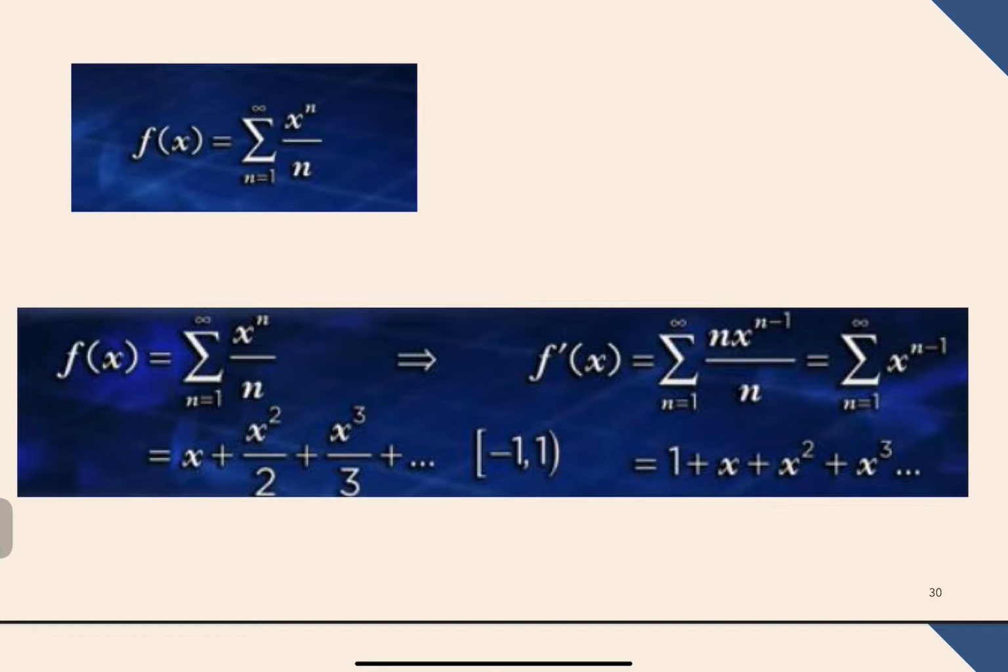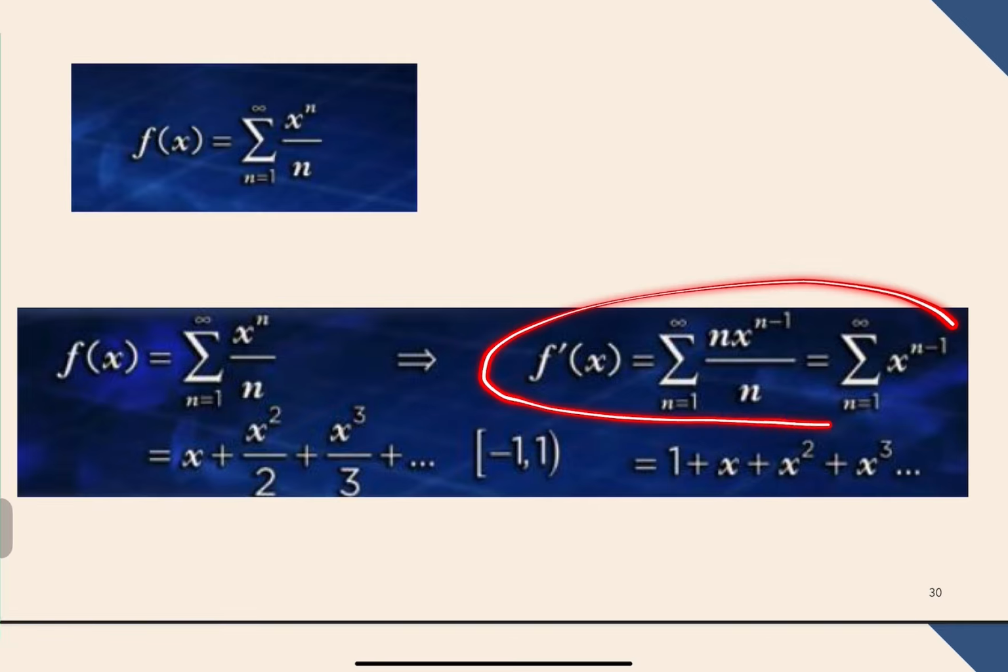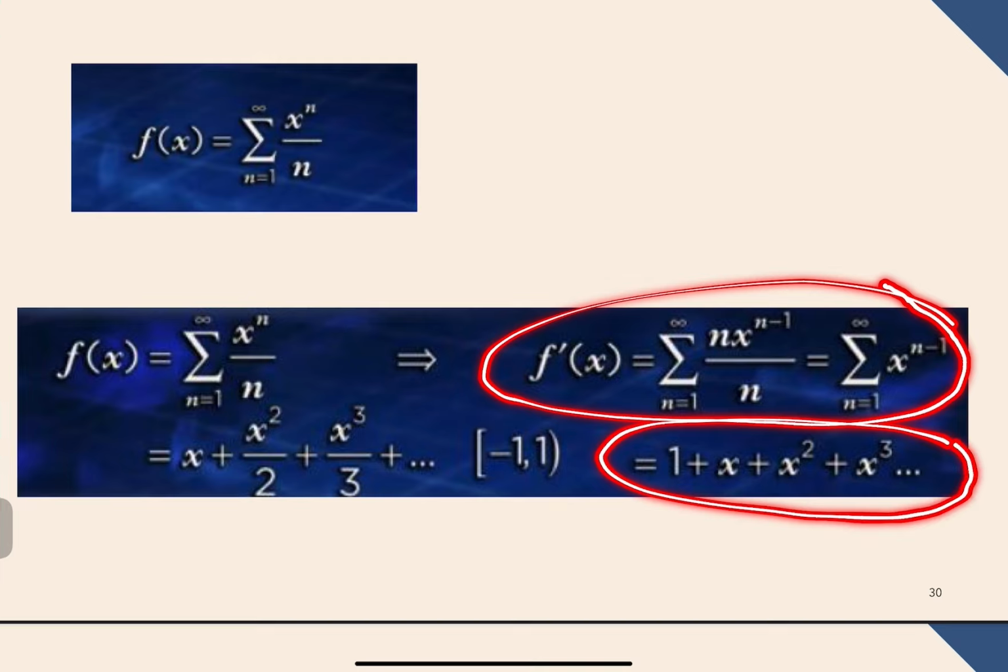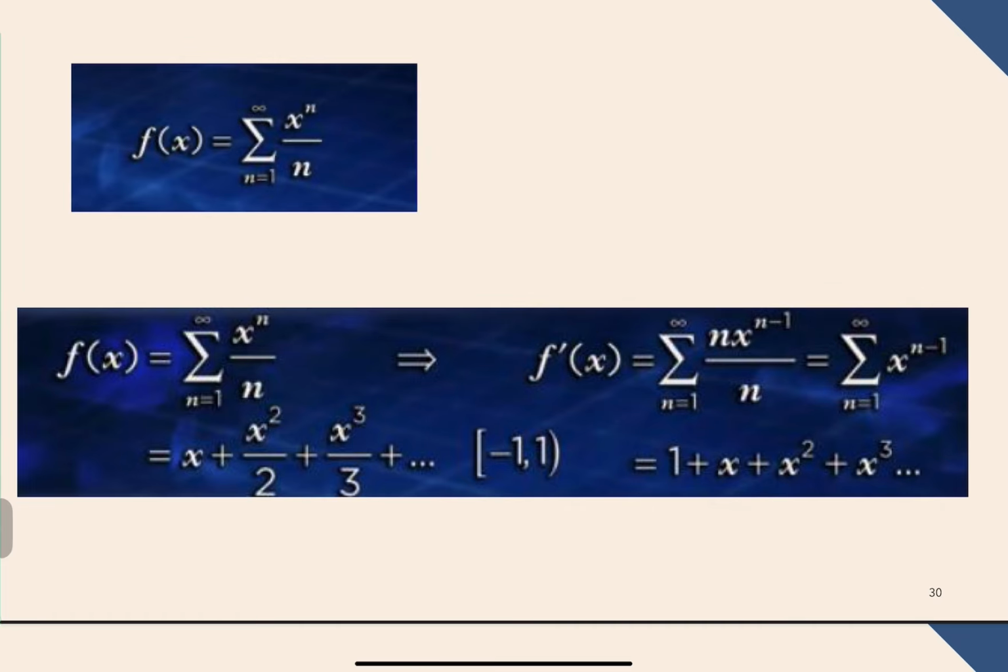Isn't it interesting? The derivative of f of x turns out to be the geometric series, and it converges on the open interval -1 to 1. So we lost an endpoint in the process. We lost the endpoint -1. It no longer converges at -1. This is what happens when we differentiate. The resulting series diverges at -1.